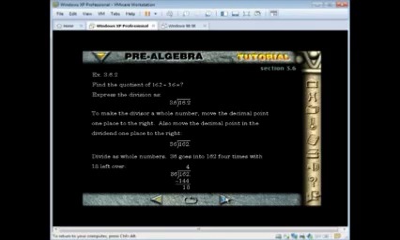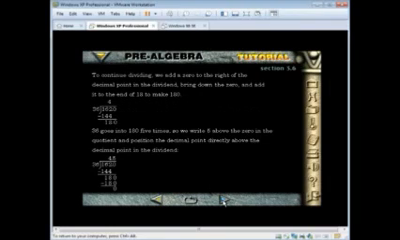36 goes into 162 4 times, with 18 left over. To continue dividing, we add a zero to the right of the decimal point in the dividend, bring down the zero, and add it to the end of 18 to make 180. 36 goes into 180 5 times, so we write 5 above the zero in the quotient and position the decimal point directly above the decimal point in the dividend.